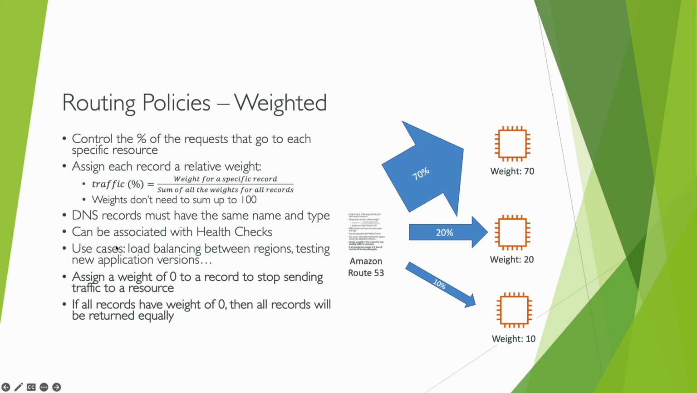The use cases are load balancing between regions and testing new application versions. Say you are building a web application and you have a new feature that has been developed, and you don't want to give it completely to all the users. You can send that new feature to only 10% of the traffic.